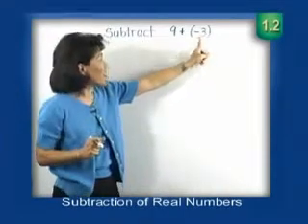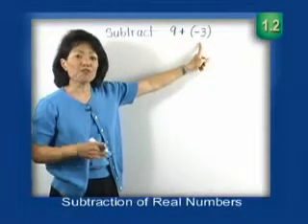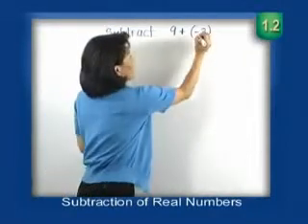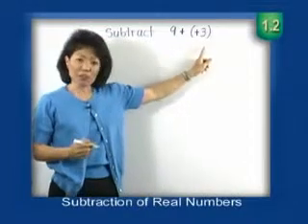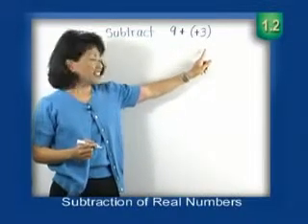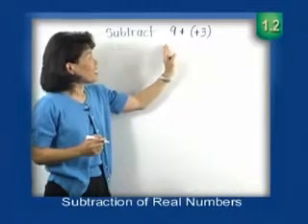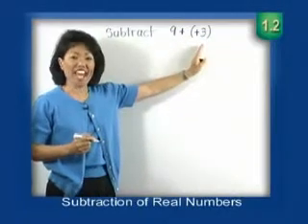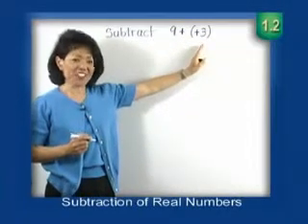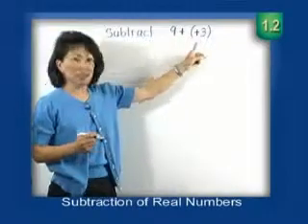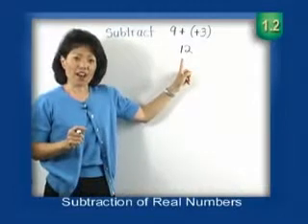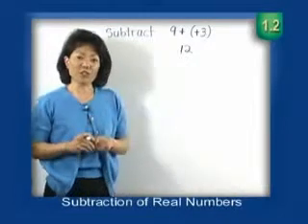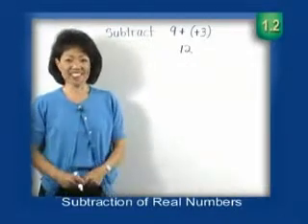So for instance, this is negative 3. Since we're subtracting a negative 3, it's the same as adding a positive 3. Now we return to our rules of addition, which is this: if the signs are the same, add the numbers and take their sign. 9 plus 3 is 12. They're both positive, so that leaves our solution with positive 12.